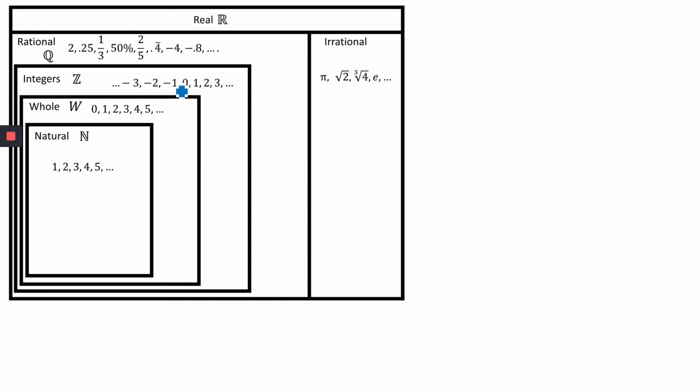And after that, we come across the integers. Now, if we take the whole numbers and we take their opposites, we will get the integers, like -1, -2, -3, and so on, going back. And of course, the integers includes the wholes, which includes the naturals. The integers are denoted with this Z.